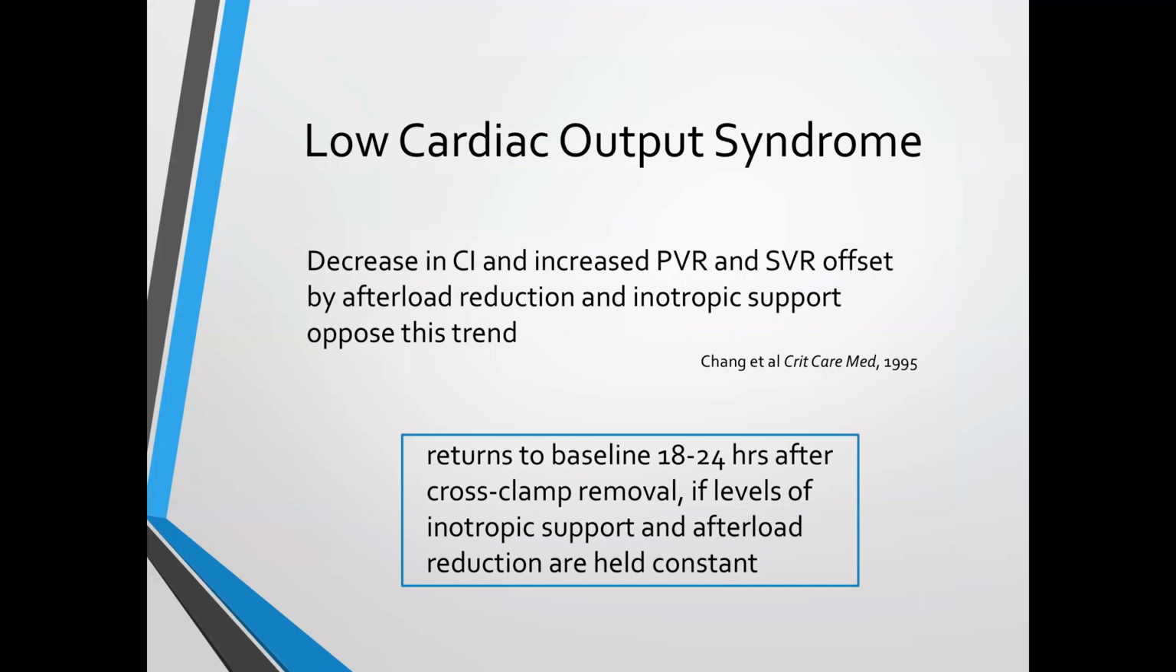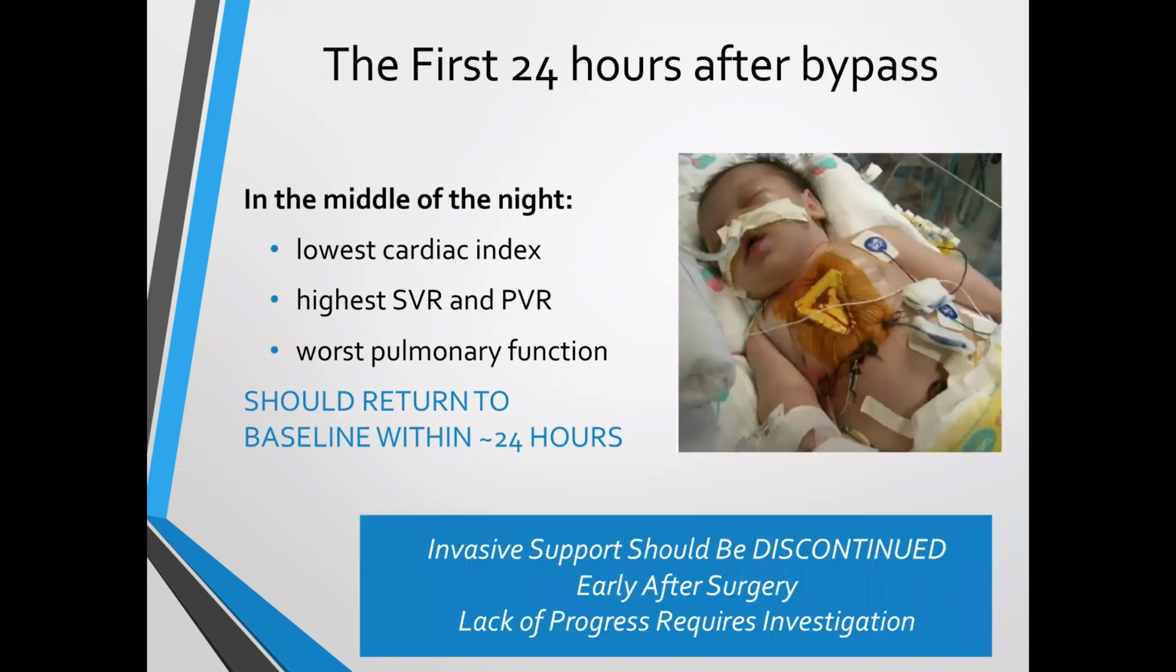That's why in high risk cases, you don't need any dramatic surprises overnight. If the patient is stable the first night, just keep everything stable. Try to have a reasonable cardiac index and keep the patient safe until the first 24 hours have passed. That's why I told you, in the middle of the night: lowest cardiac index, highest SVR, highest PVR, the worst pulmonary function. This should return back to normal in 24 hours.